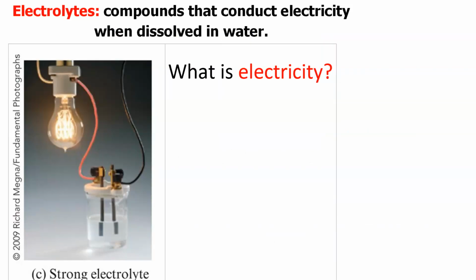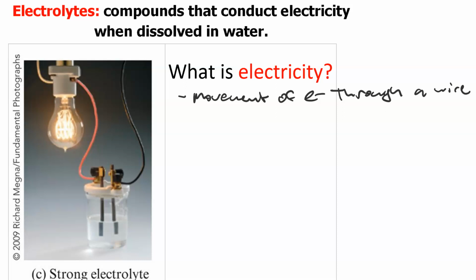So, this begs the question, what is electricity? Normally we think of it as movement of electrons through a wire. So, coming out of the battery, we have electrons that are being pushed through the wire by the electrical potential. But it's not electrons that are jumping across the gap. In the beaker, once we get back to the wire, it's electrons again.